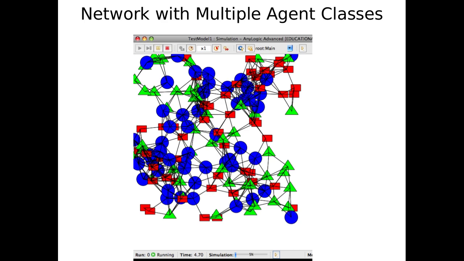Here's a model which has multiple types of things, multiple agent classes in the same network. So I could be a square, and you could be a triangle, and I'm connected to you in the network. Similar sort of idea.